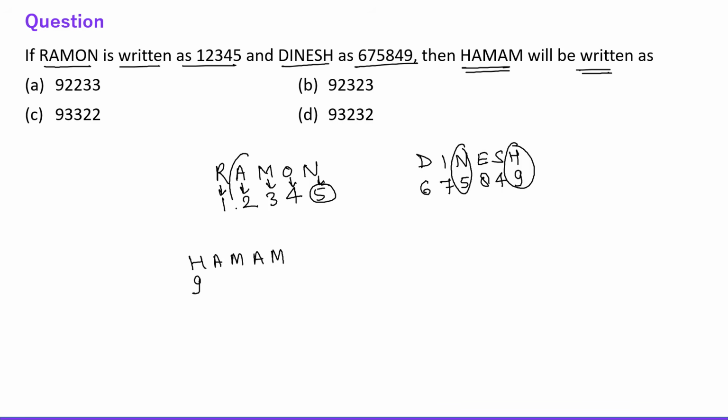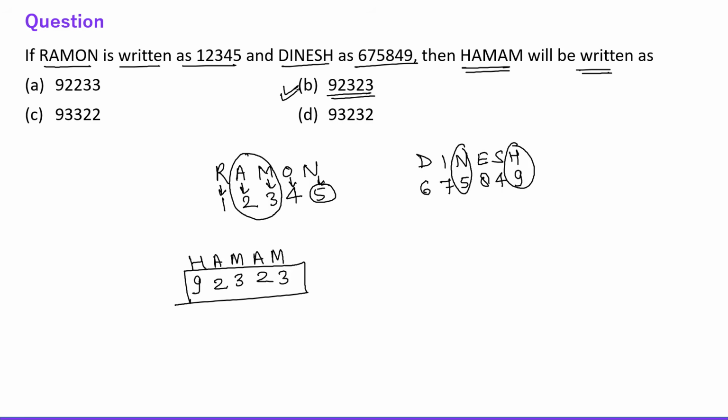AM is coded as 2, 3. So 2, 3 and 2, 3. So the answer is 9, 2, 3, 2, 3. The correct answer is 9, 2, 3, 2, 3. B option is the correct choice.